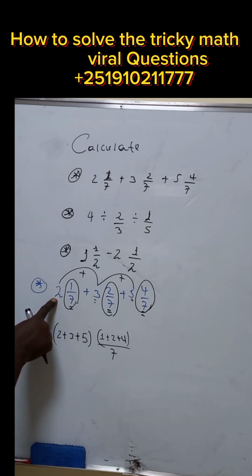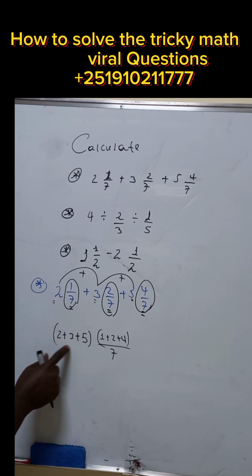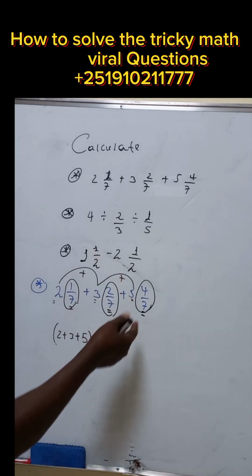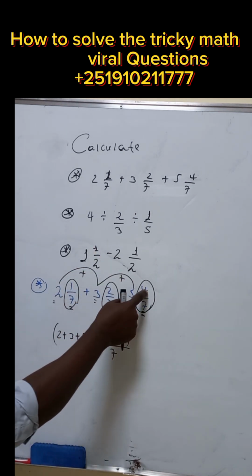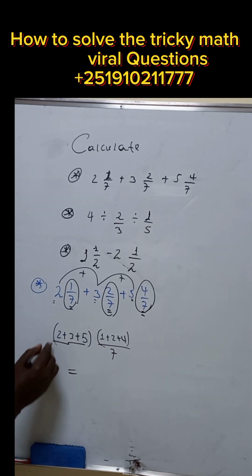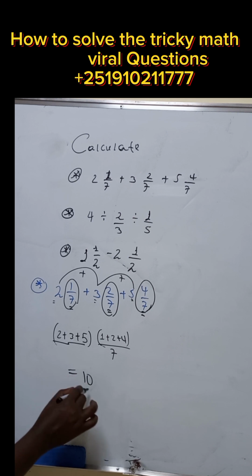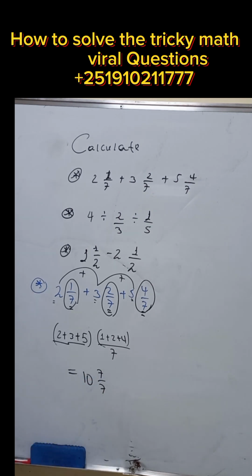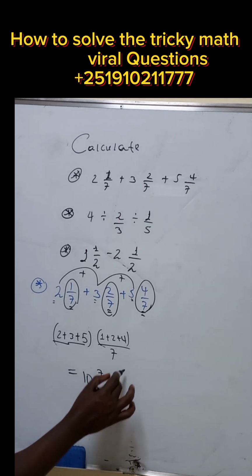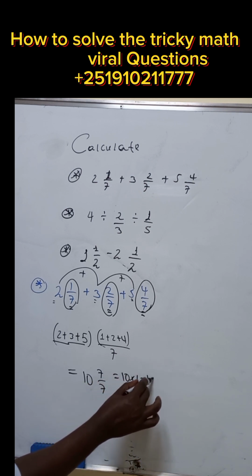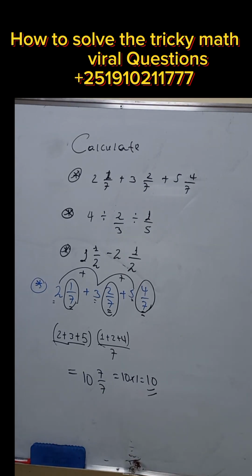First we need to find the sum of the whole numbers. The sum of the whole numbers 2 plus 3 plus 5 is 10, and the fractions give 1 plus 2 plus 4 over 7. That is 10 whole and 7/7. You know, 7/7 is immediately 1, so 10 plus 1 is exactly 11. So this is the solution for the first problem.